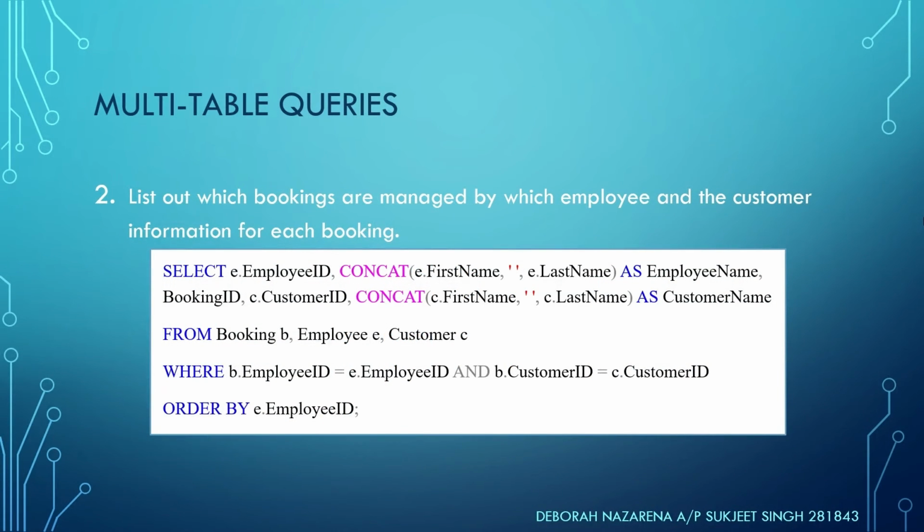Next, we will look at listing out which bookings are managed by which employee and the customer information for each booking. So for this query, we involve 3 tables, which are booking, employee, and customer. And then we select the details necessary to list out in the output. Also in this case, we compared the employee ID between the booking and employee tables, and also the customer IDs between the customer and booking tables. And then we list out the details in order by employee ID.